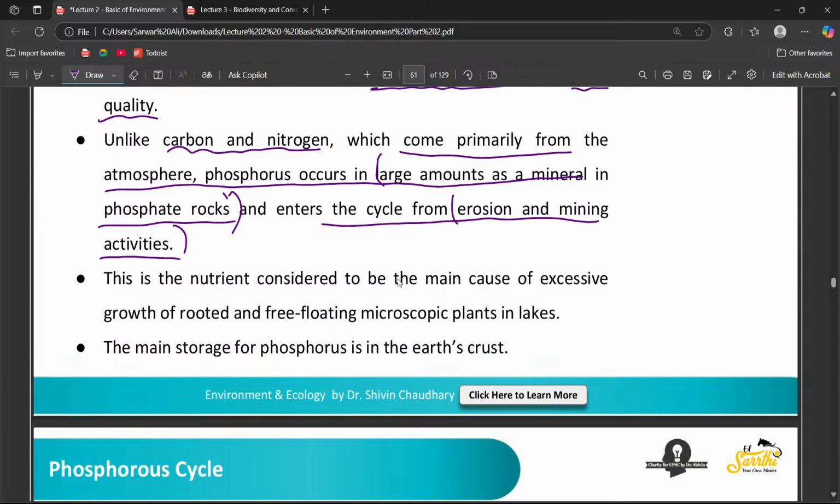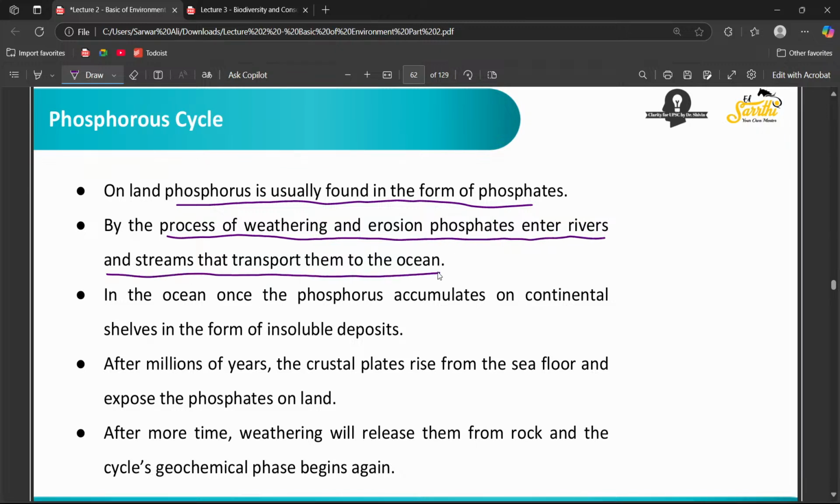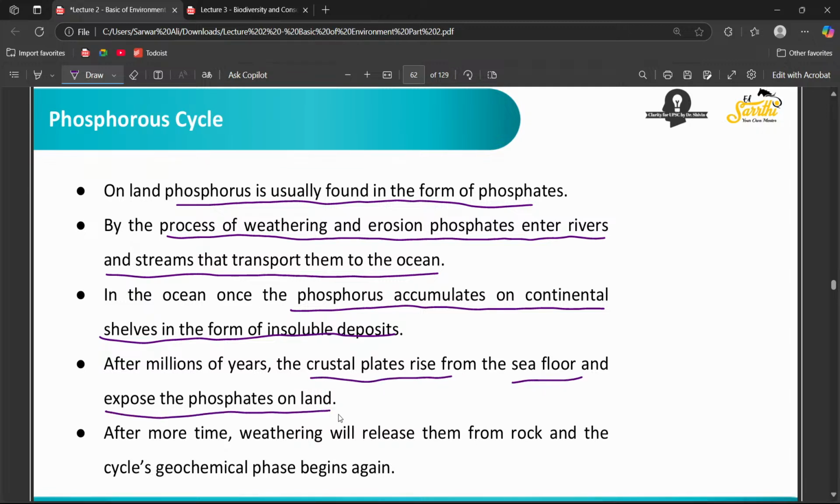This is the nutrient considered to be the main cause of excessive growth of rooted and free-floating microscopic plants in lakes. So phosphorus is causing the growth of these. The main storage for phosphorus is in the earth's crust. On land, phosphorus is usually found in the form of phosphates. By weathering and erosion, phosphates enter rivers and streams, which transport them to the ocean. In the ocean, when the phosphorus accumulates on continental shelves, it forms insoluble deposits. After millions of years, the crust plate rises from the seafloor and exposes the phosphates to land. After more time, weathering will release them from rock and the cycle's geochemical phase begins.